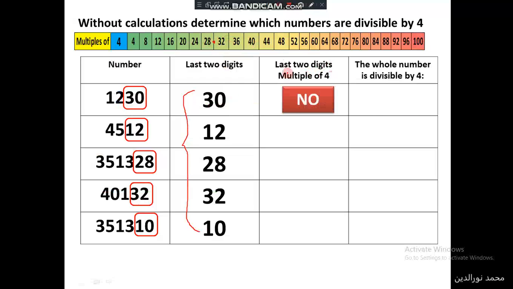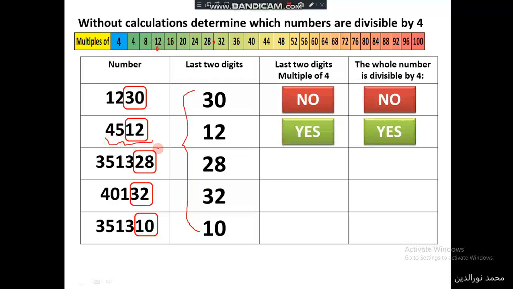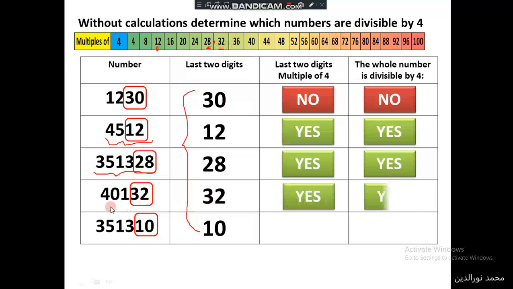And then is the whole number, 1230, divisible by 4? No, because the last two digits, ones and tens, are not a multiple of 4. And then here we have 12. Is 12 a multiple of 4? Yes, it's here. It's in the multiples of 4. So this number, yes, it is divisible by 4. 28, it's here, so it's a multiple of 4. Then this whole number is divisible by 4. 32, it's here in the multiples of 4. Yes, then all this number is divisible by 4.